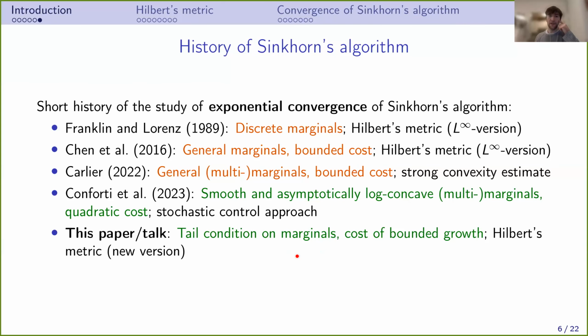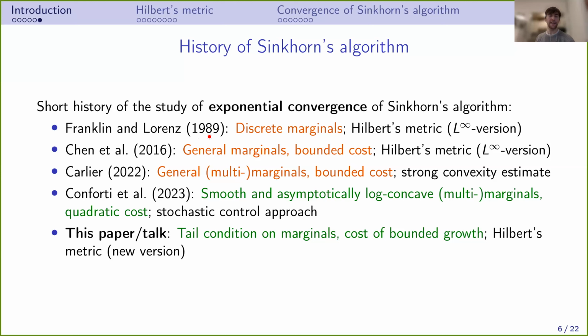Let me give you a bit of background on the study of Sinkhorn's algorithm. Because there's a lot of literature, I want to restrict to just papers dealing with the exponential convergence of Sinkhorn's algorithm. This is basically the study of the fastest possible rate of convergence which is available for this algorithm. In the early works, people mainly dealt with discrete marginals, so marginal distributions which are only supported on finitely many points. And in this regard, Sinkhorn's algorithm was also called matrix scaling.